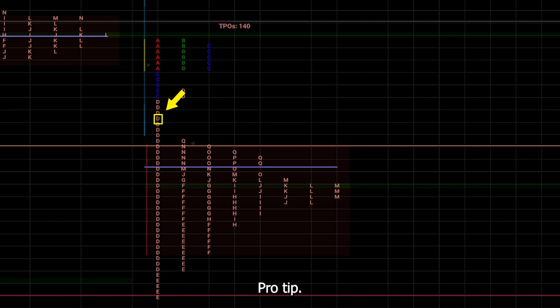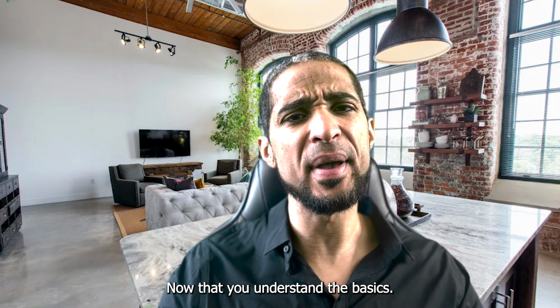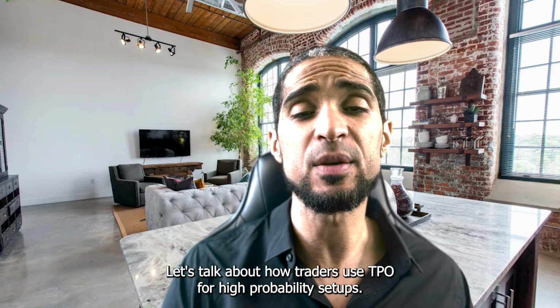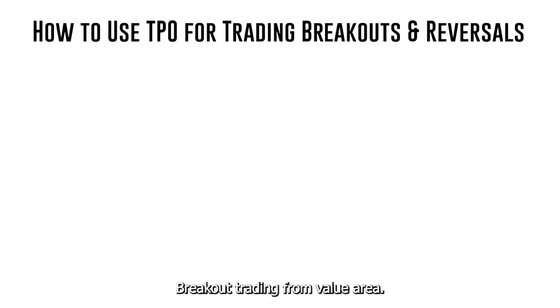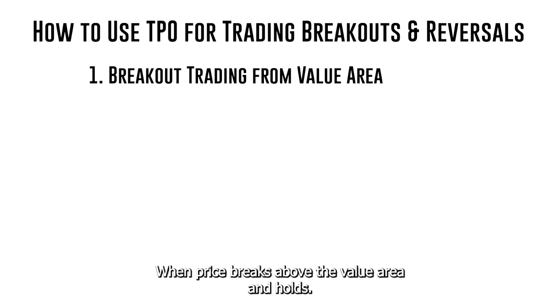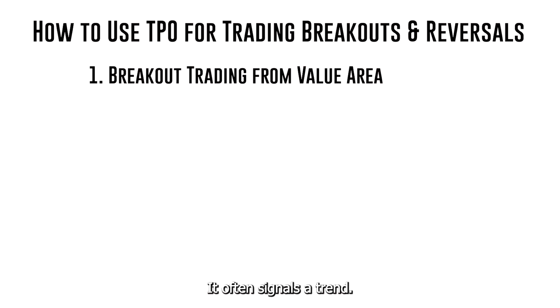in future sessions. Pro tip, when price breaks out of the value area and holds, it often leads to powerful trending moves. Conversely, if price fails to hold outside the value area, it tends to revert back inside. Now that you understand the basics, let's talk about how traders use TPO for high probability setups. Breakout trading from value area. When price breaks above the value area and holds, it often signals a trend continuation. Entry tip, wait for price to break and hold above the value area high or below the value area low. Confirmation, use footprint charts or delta to confirm strong buying or selling activity at these levels.